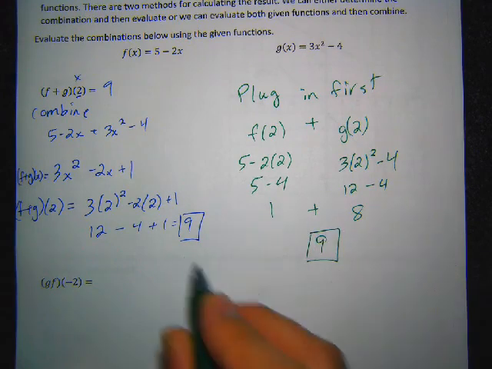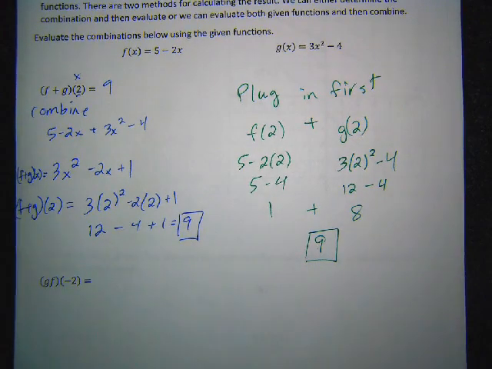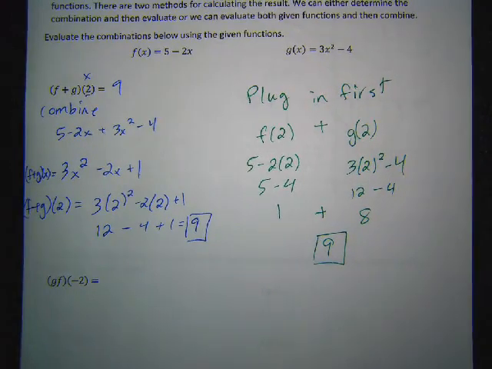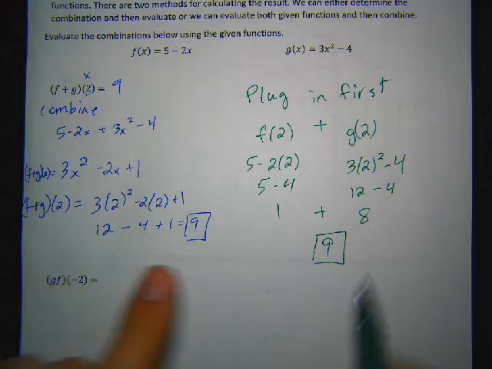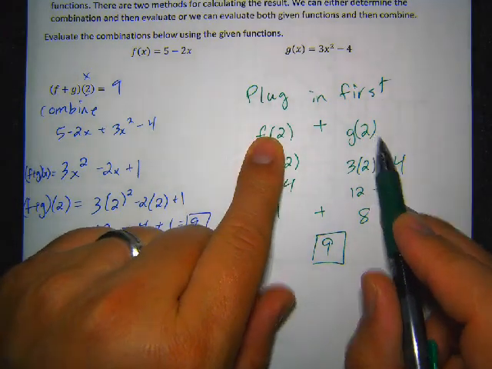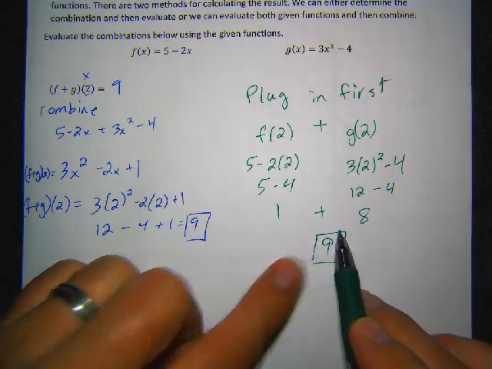And you'll see that I got the same answer either way. So that's why it doesn't matter which way you do it. You can combine the functions first and then plug a value in, or you can plug the value in and then just add them at the end, because you don't have to add them first.